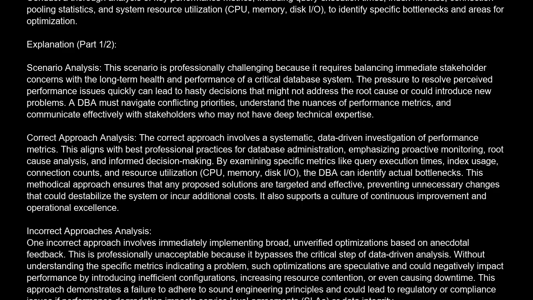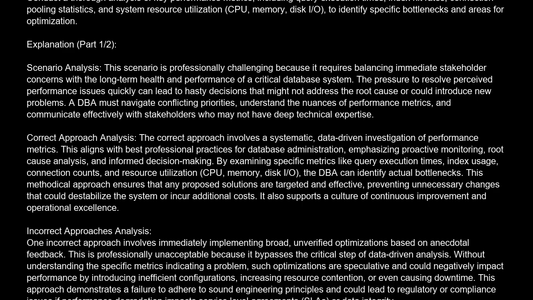The pressure to resolve perceived performance issues quickly can lead to hasty decisions that might not address the root cause or could introduce new problems. A DBA must navigate conflicting priorities, understand the nuances of performance metrics, and communicate effectively with stakeholders who may not have deep technical expertise. Correct approach analysis.